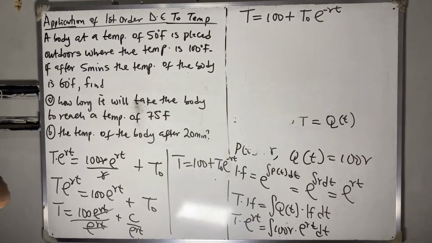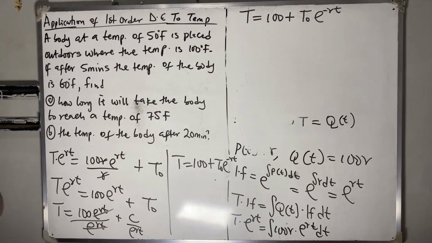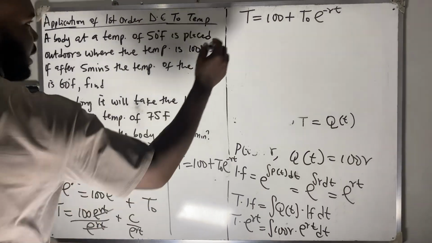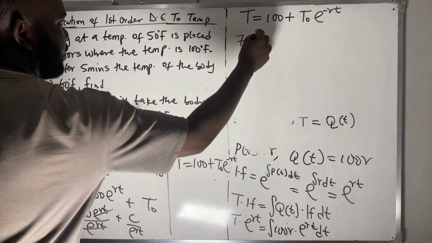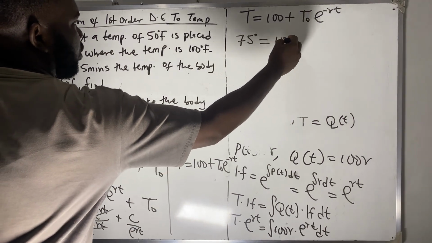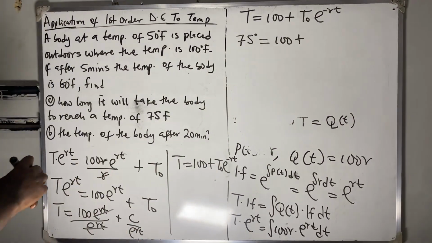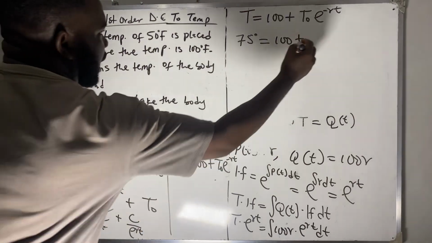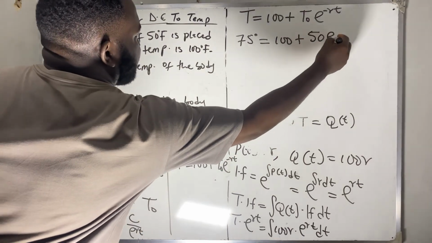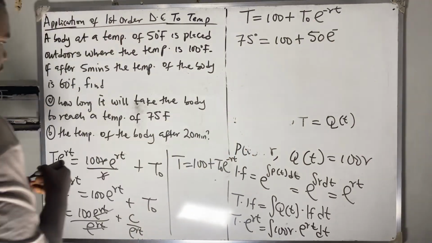So having this, to answer the first question, which asks how long it is going to take to get a temperature of 75 degrees. So the temperature of 75 degrees will have that 75 degrees is equal to 100 plus the initial temperature of this body, which is 50. So I'm going to have 50 exponential minus the rate.